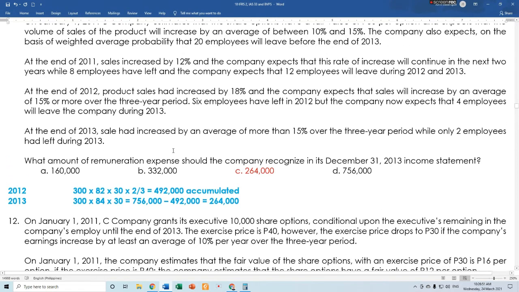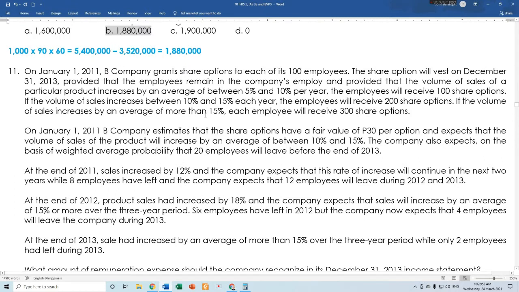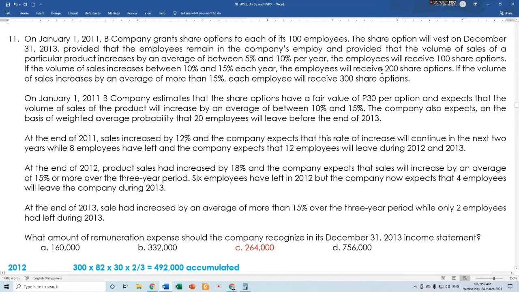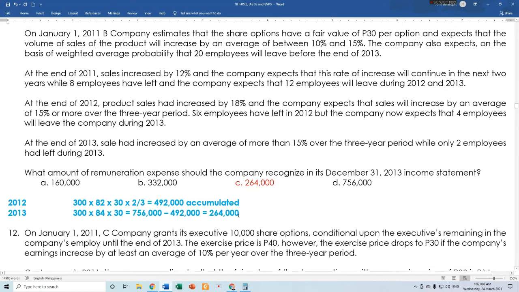So, iniba lang natin yung narrative kasi nakakalito yung narrative niya. So, ang based dun sa information, kung 15% lang yun, dapat 200 lang yung share options na tatanggapin eh. Okay? So, inayos lang natin para makuha natin yung tamang sagot. Kasi kung hindi natin i-consider yon, then ang answer natin will be yung original kanina.